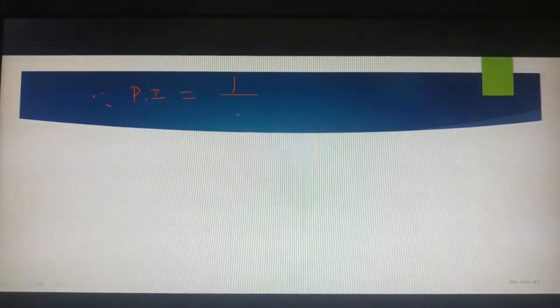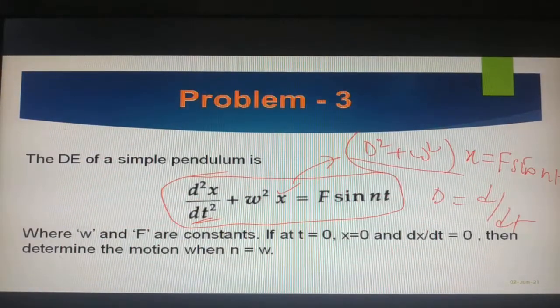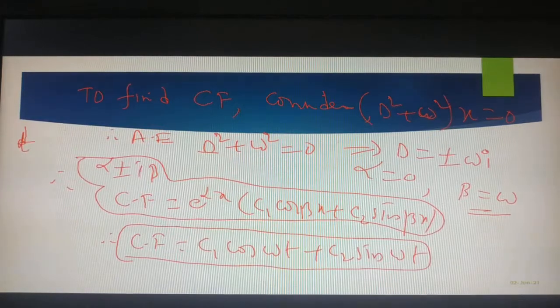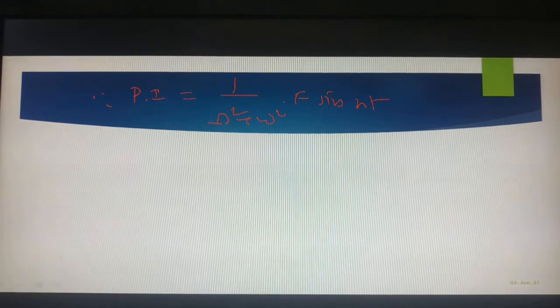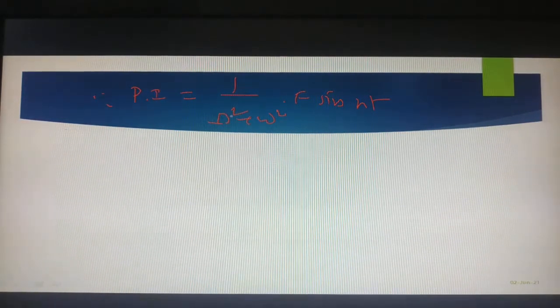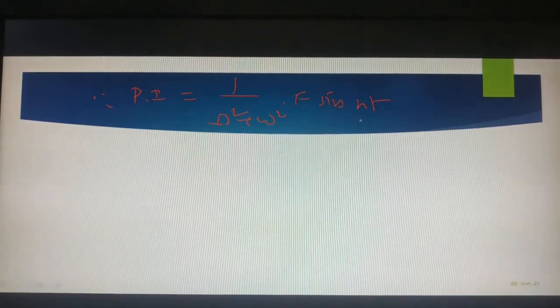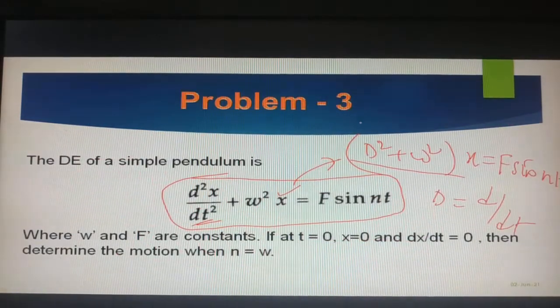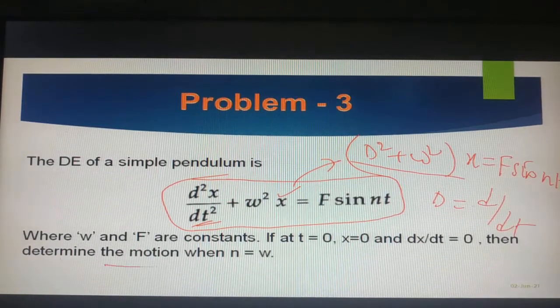Let's take the particular integral. Particular integral is equal to 1 by D square plus omega square into F sin nt. In place of D square I can substitute minus n square. So minus n square plus w square will be in the denominator. But look back at your problem. We have to determine this motion when n is equal to w.